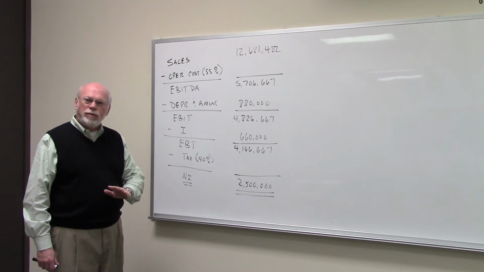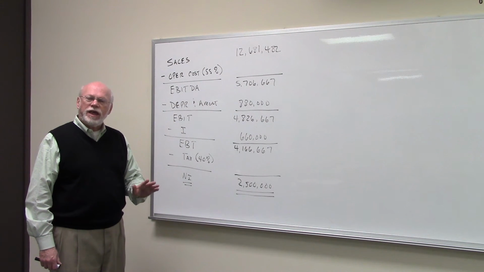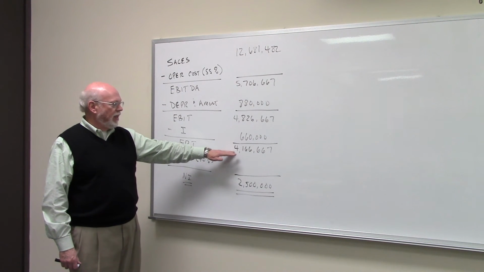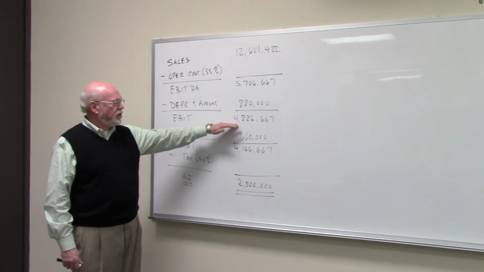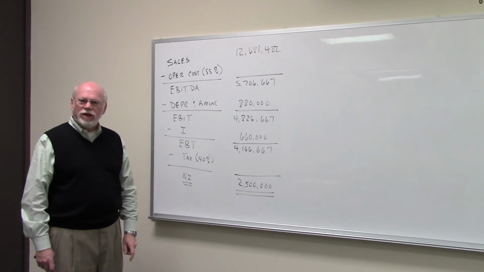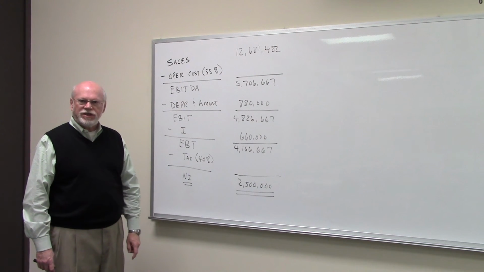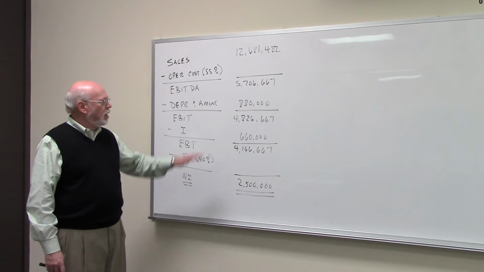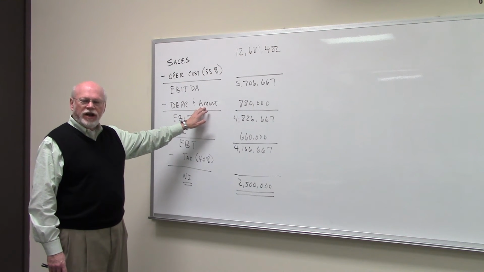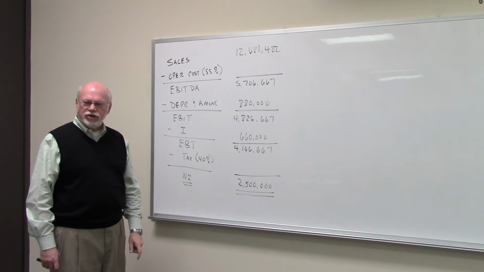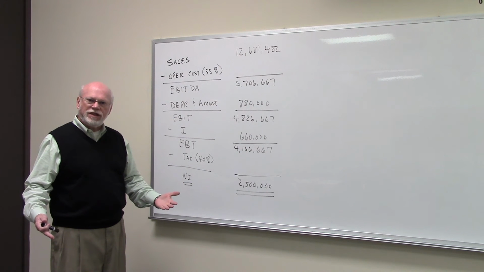Earnings before taxes plus your interest will give you your EBIT, this number right here. EBIT and operating profit are the same thing. EBIT stands for earnings before interest and taxes. So if you take EBT plus interest, you get $4,826,667.